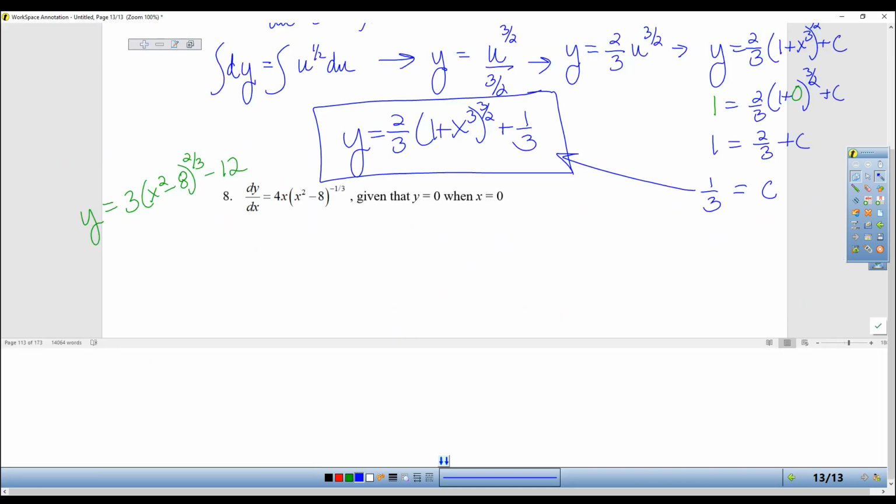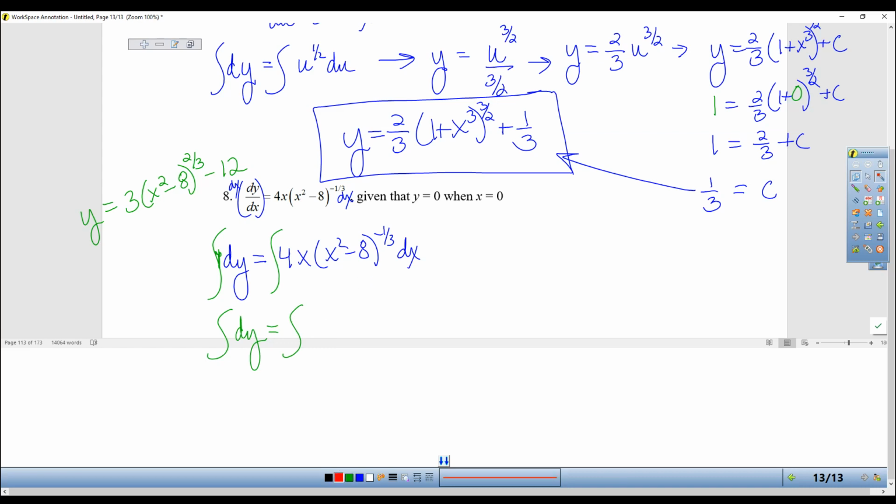All right, so last one, same thing. I'm going to move my dx to the other side. And now I have dy is equal to 4x times (x squared minus 8) to the negative 1/3 dx. So I'm going to put in an integral symbol, just like you would square root both sides. I'm going to integrate both sides. And when I integrate this side with respect to y, there's just a 1 there. So this is going to become y. But I'm not going to do it yet because it's nice to integrate everything at the same time.